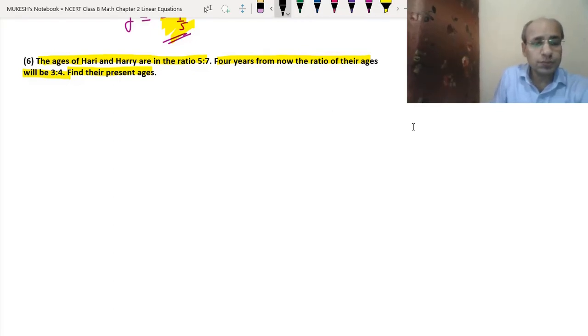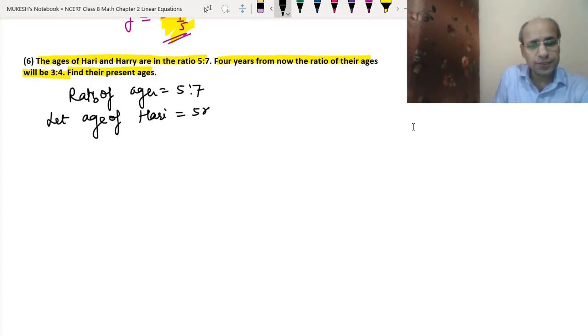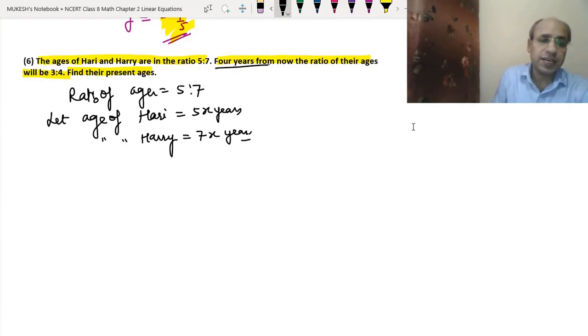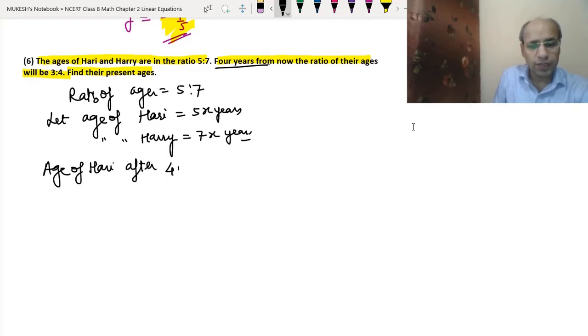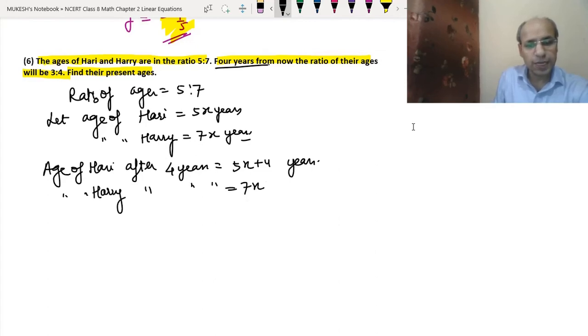We will just assume the ratio of Hari and Harry. The ratio of ages is 5:7. So we can write, let the age of Hari be 5x years, and the age of Harry 7x years. Now 4 years from now, as we had done in the example, the age of Hari after 4 years will be 5x plus 4 years. We have just added 4 to them. And the age of Harry after 4 years will be 7x plus 4.